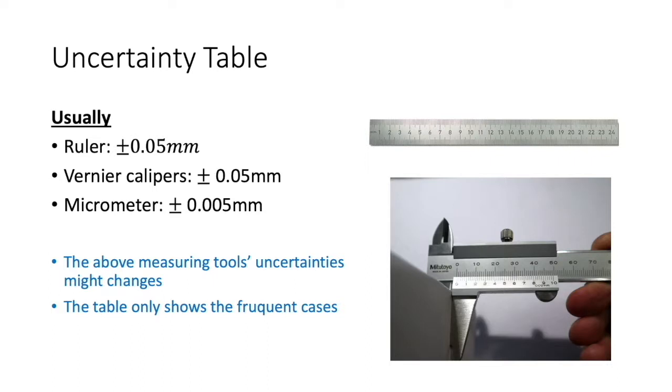So this is an uncertainty table. Usually a ruler has an uncertainty of 0.05, and a vernier caliper has an uncertainty of 0.05 as well. A micrometer usually has an uncertainty of 0.0005, but just be careful. The uncertainty may change depending on your measurement too. This table just shows you the frequent situations, but still be careful when you are measuring something.